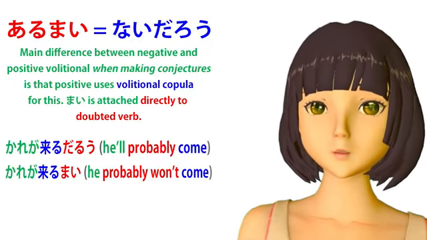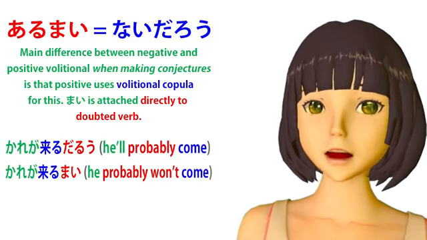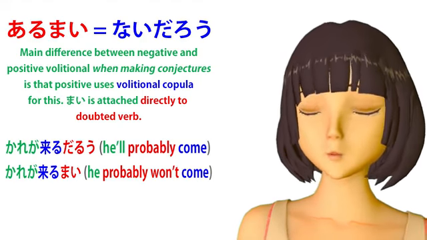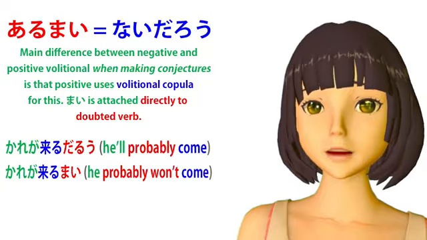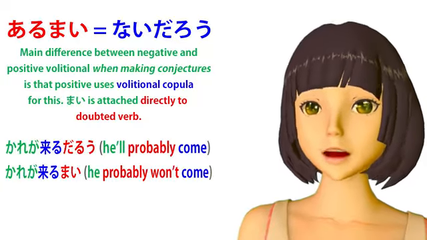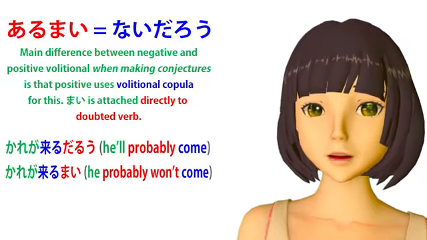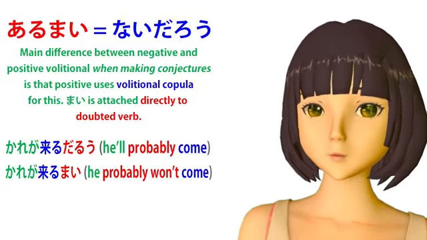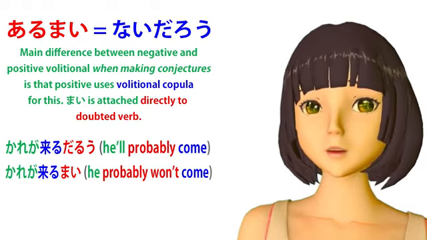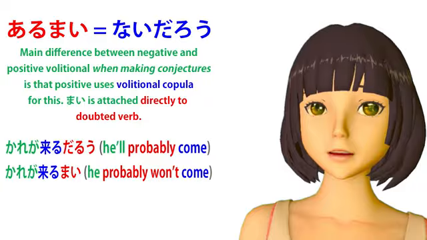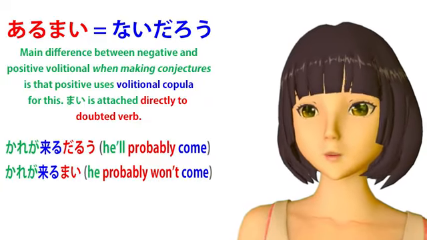Arumai is directly equivalent to nai daro, nai desho. Arumai is directly equivalent to iwa nai daro, iwa nai desho, janai daro, janai desho. In other words, A isn't B. I would conjecture, it seems likely, etc.